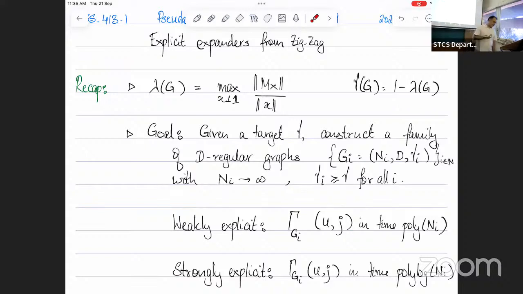The way you like to build these things is that you're usually given some target spectral gap that you want to achieve. And you want to build a family of graphs, each of which has at least the spectral gap that is expected, whatever gamma that you want. And the number of vertices is increasing: these are graphs on larger and larger numbers of vertices. They have the same degree, they're regular, but they have at least some guarantee on the spectral gap.